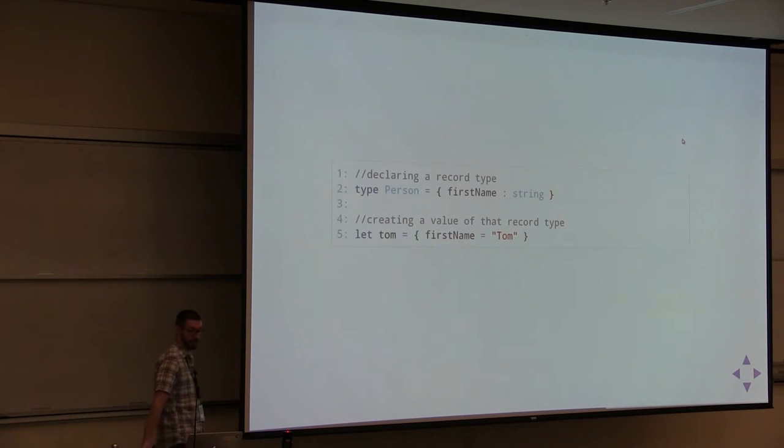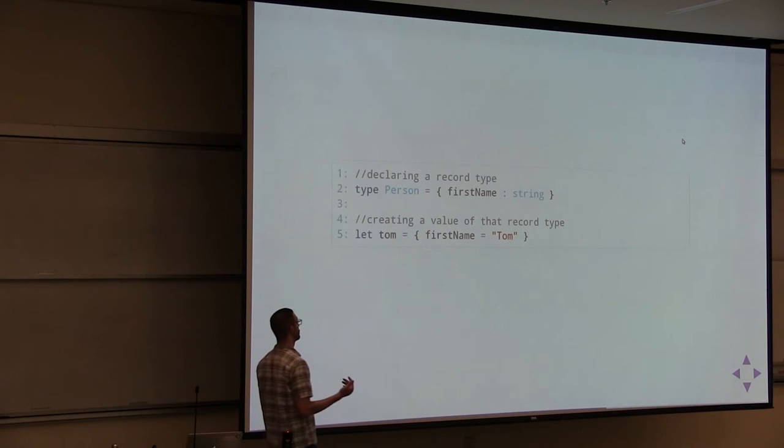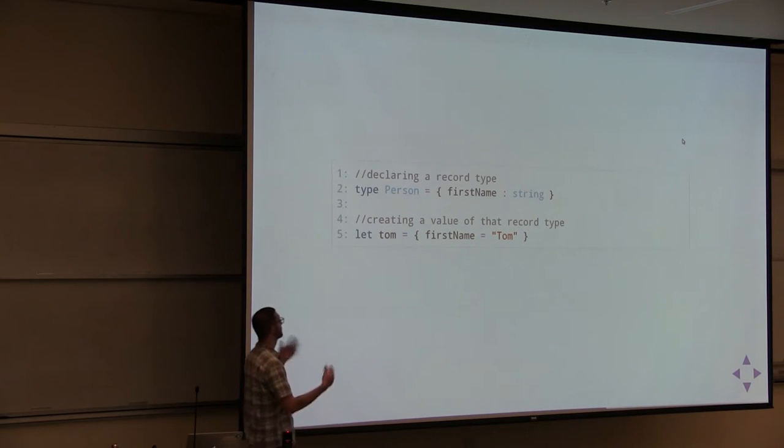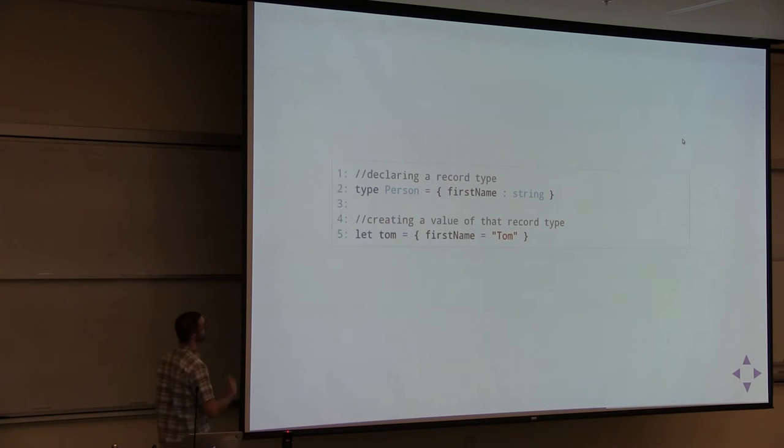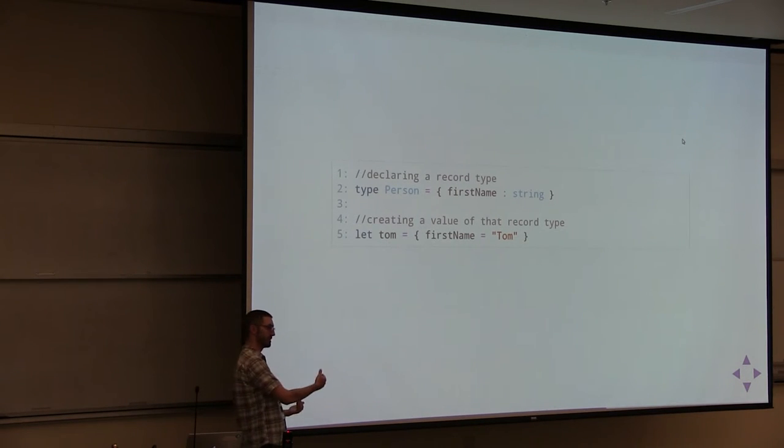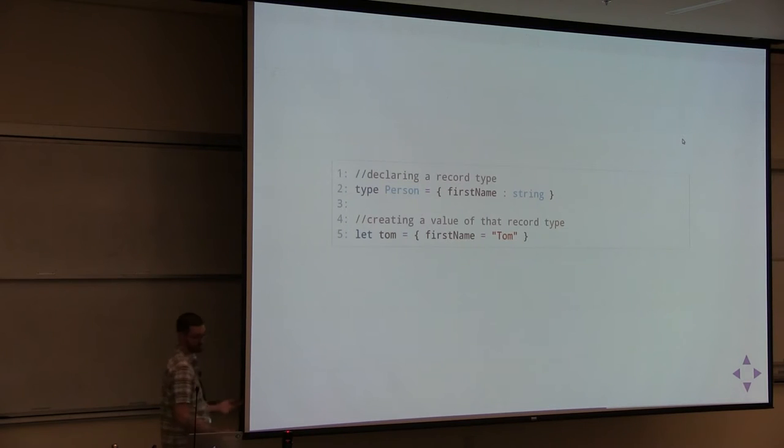If we want to declare a record type, we can call a type Person, and that person has a first name, which is a string, and we can create that. So we can say Tom is a person who has a first name of Tom, and if we run this through the REPL, we'll get back that we have a person record, and their first name is Tom.